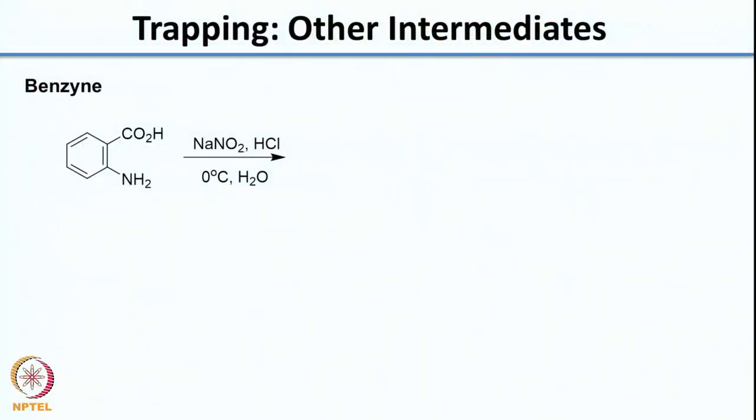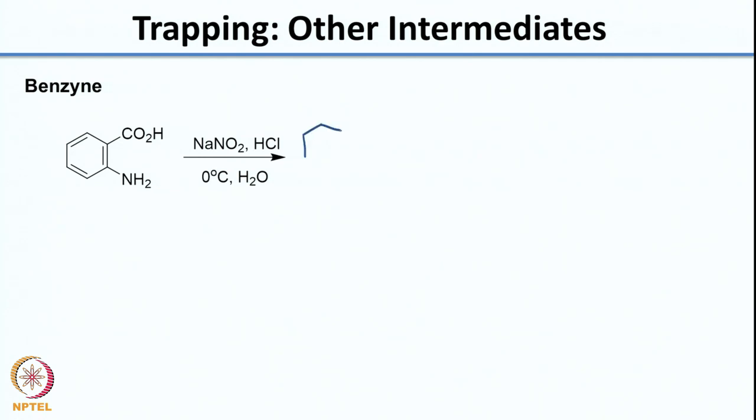One classic example is trapping of benzyne. So we had seen the benzyne intermediate earlier when we were looking at isotope labeling. So here is another method to generate a benzyne, and how this reaction works is quite interesting. So if you have this molecule, when you do the diazotization reaction, you have an aromatic amine here. What is the product that you will form?